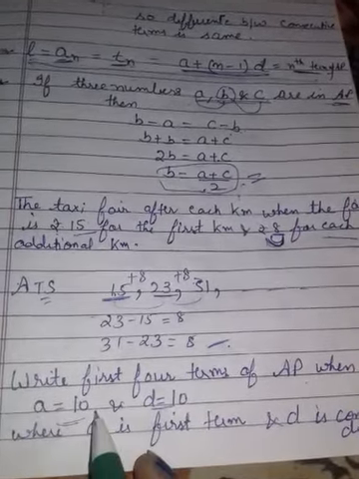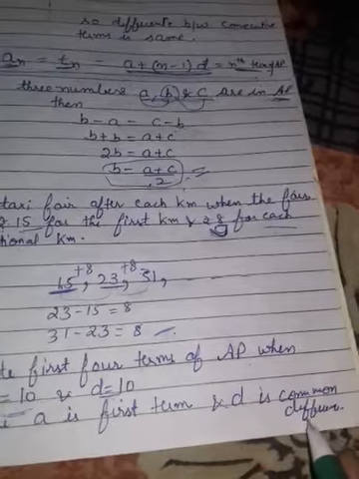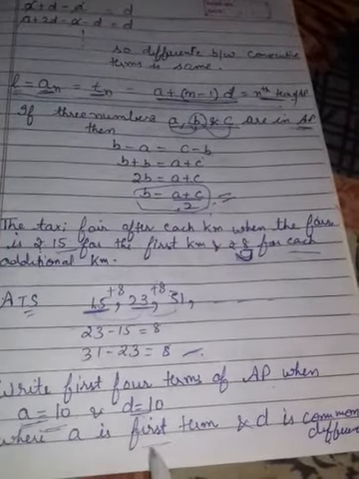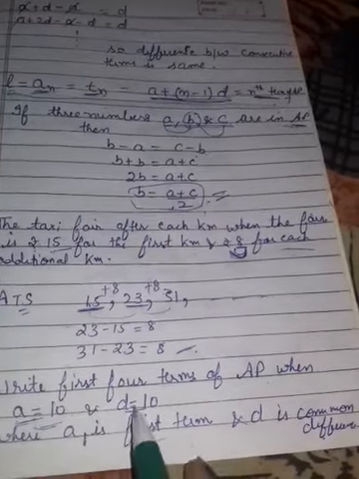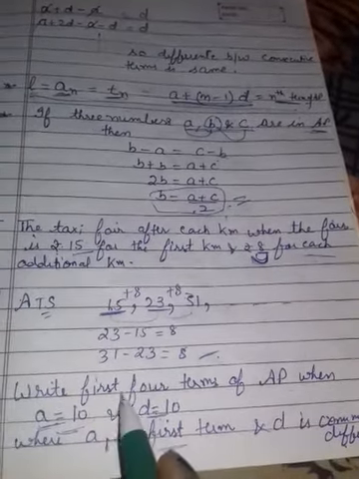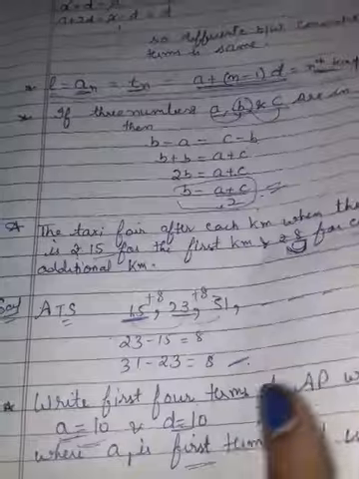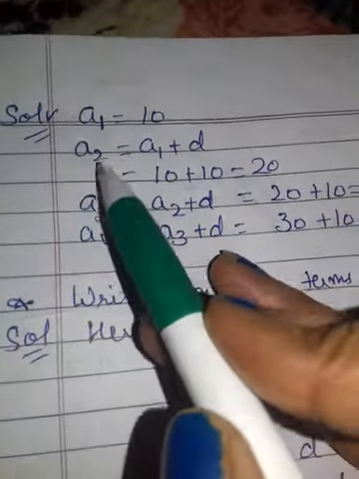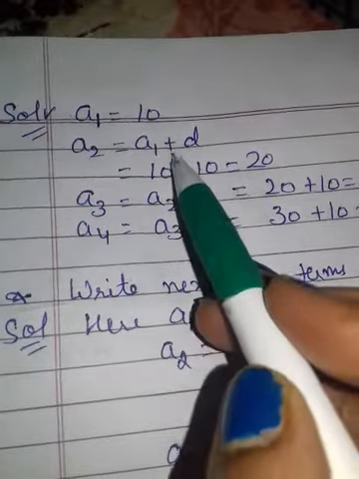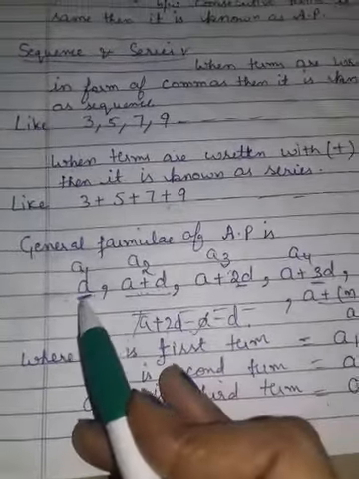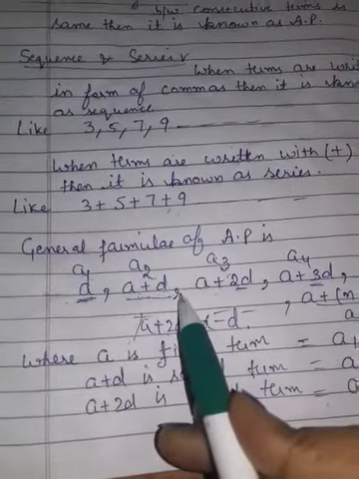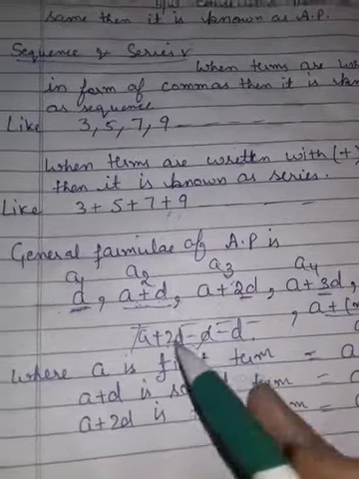Next, write the first 4 terms of the AP when A and D are given. A is your first term and D is your common difference. Here A is your first term, meaning this is A1, and D is your common difference. Now you have to find the first 4 terms. A1 is 10. A2 is A1 plus D. I discussed that the first term is A, and the second term you find by A plus D. A is given, then you add D to it.